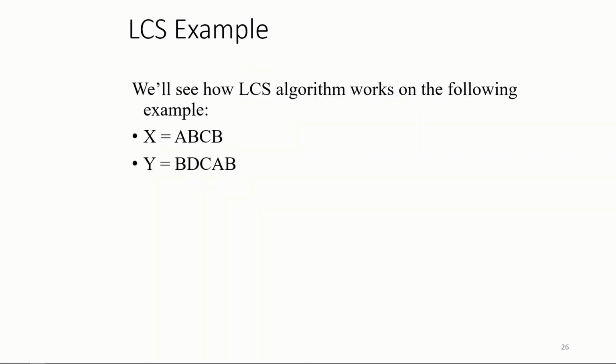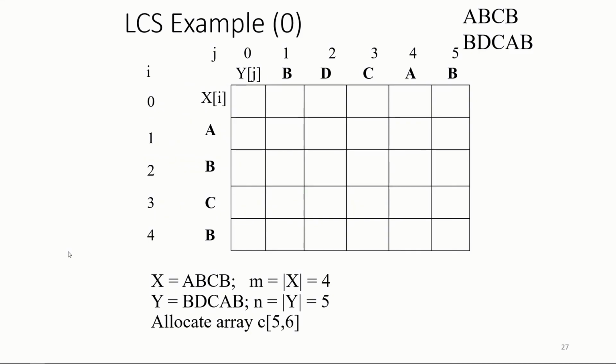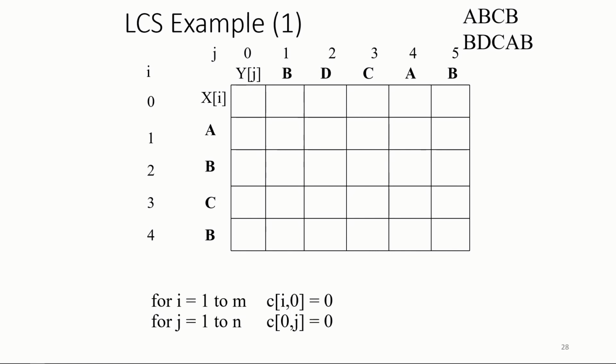We will simulate the LCS algorithm for the example below. What is the LCS of x and y? If you look carefully, the answer is BCB and the length is 3. For the two strings X and Y, the dynamic programming table or DP table will look like this. The first step of the algorithm is to populate the first column and the first row with value 0.